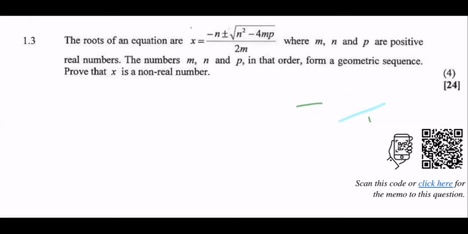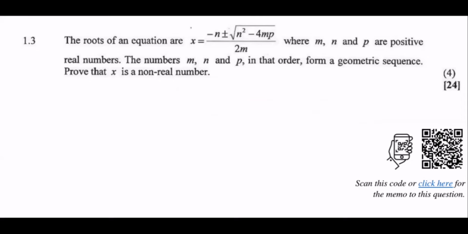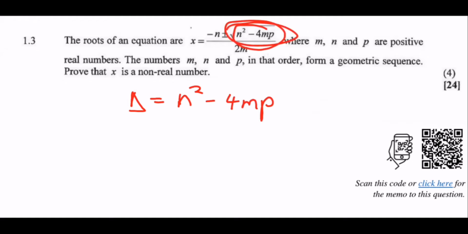So we want to determine the nature of roots, and we want to prove that the discriminant delta is less than 0. Because remember, if we can prove this, then it means that there are non-real roots. Now, delta is equal to b squared, well, in this case, it's n squared minus 4mp. That's your delta there inside the square root. So it's n squared minus 4mp.